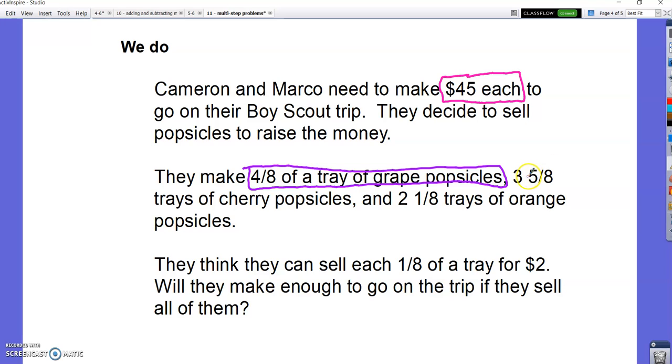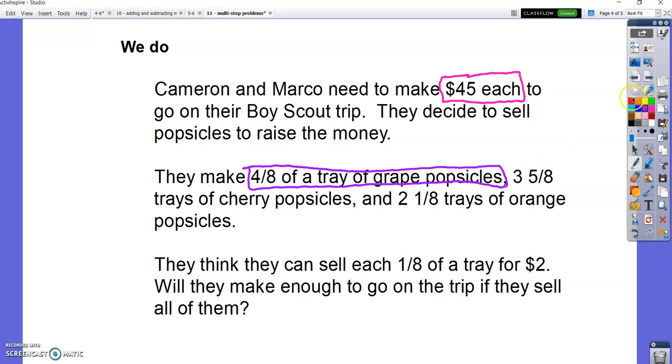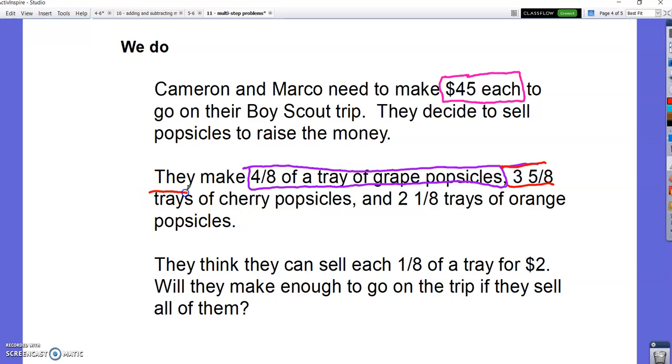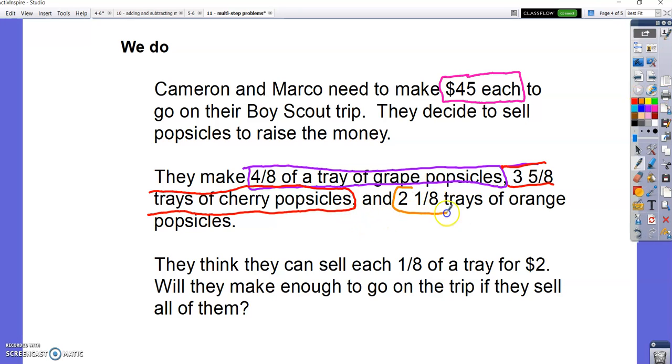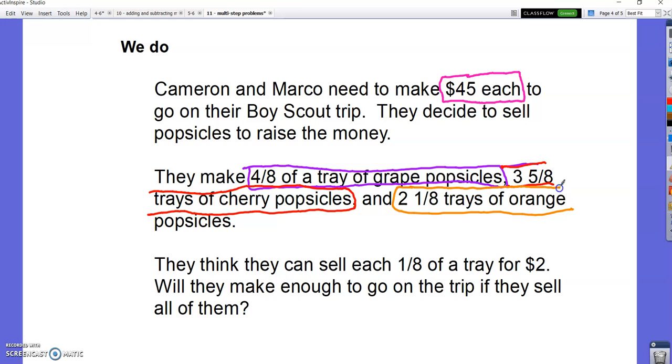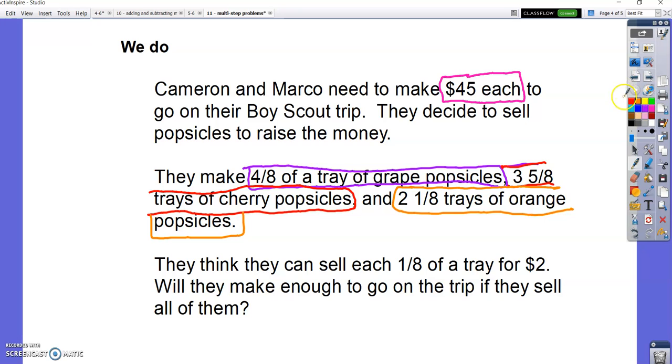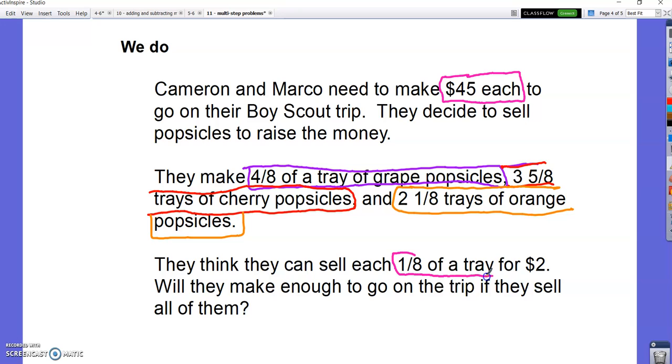This is 3 5/8 trays of cherry popsicles, which, let's face it, are probably red. And 2 1/8 trays of orange popsicles. That's my favorite flavor. Okay, so there's my fraction work. They need to make $45 each to sell. They think they can sell each 1/8 of a tray for $2. Will they make enough money to go on the trip?